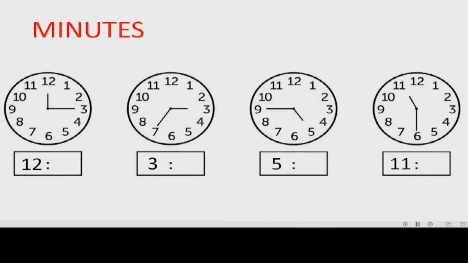But wait a minute, now it's not o'clock, and now it's not 30. We have to count. Let's see. 5, 10, 15. So we say 15. Next one, how many minutes? 35. 45. Excellent, guys. We count rounds in 5 minutes every time.